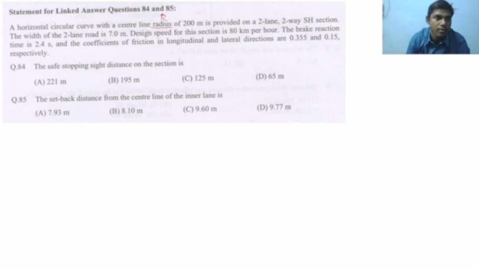So the two-lane width is 7 meter, so a single lane width will be 3.5 meter. Design speed is given, that is V is given as 80 km per hour, and brake reaction time is given as 2.4 seconds. So T is given, and the coefficient of friction in longitudinal and lateral direction is given in both directions.